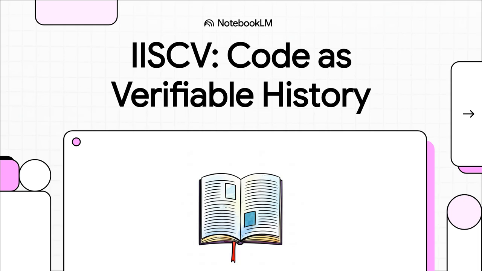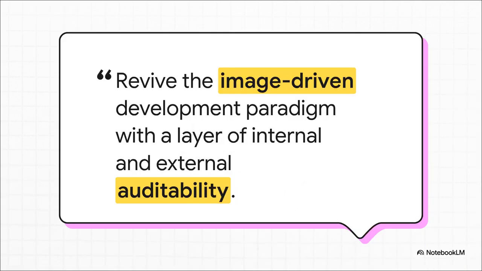Okay, so what if every single change you made to a piece of software wasn't just saved, but was actually proven to work the very moment you wrote it? Let's talk about a system called IISCV that does exactly that. And it does it by treating code not as a bunch of files, but as a living, verifiable history of successful experiments. Now, this isn't just about some new tool.